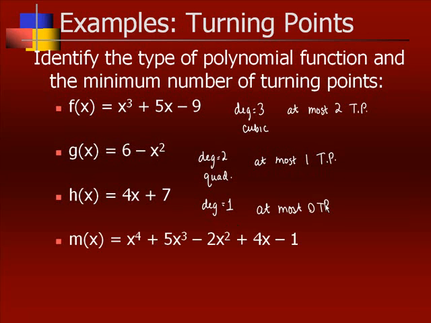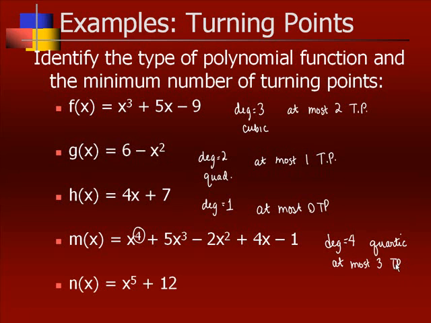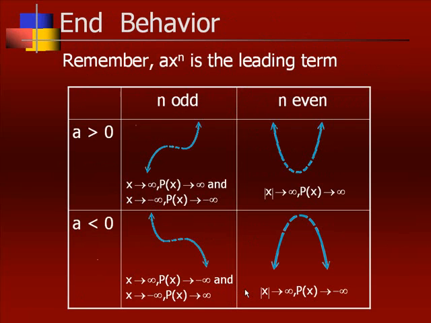Now, m of x equals x to the fourth plus 5x to the third minus 2x squared plus 4x minus 1. That is a degree 4 equation, which we call a quartic, which will have at most 3 turning points. And then, which is a degree 5 equation, which we could just say is a polynomial function with at most 4 turning points.